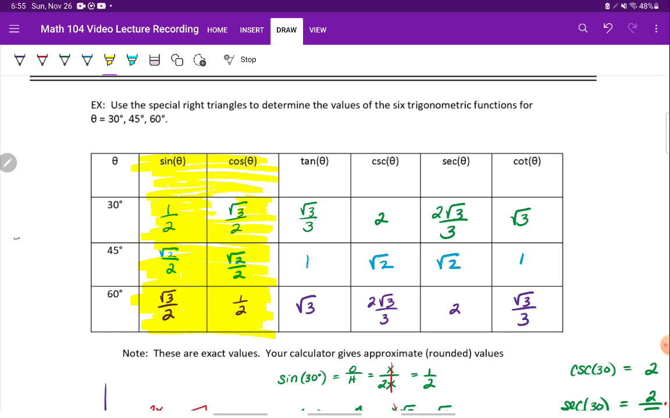And rather than just memorizing a massive chart, I truly believe it's easier to understand and retain the information long term by using these special right triangles. And as I mentioned at the beginning of the video, you will see me using this technique throughout the course for finding exact trigonometric values.